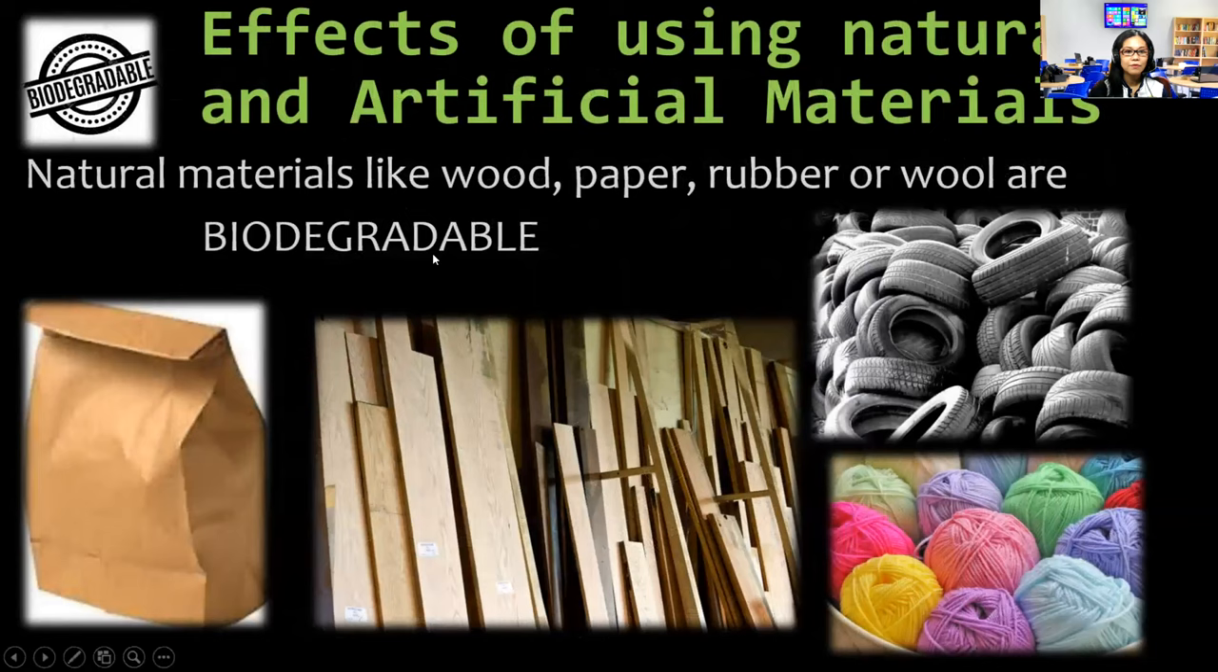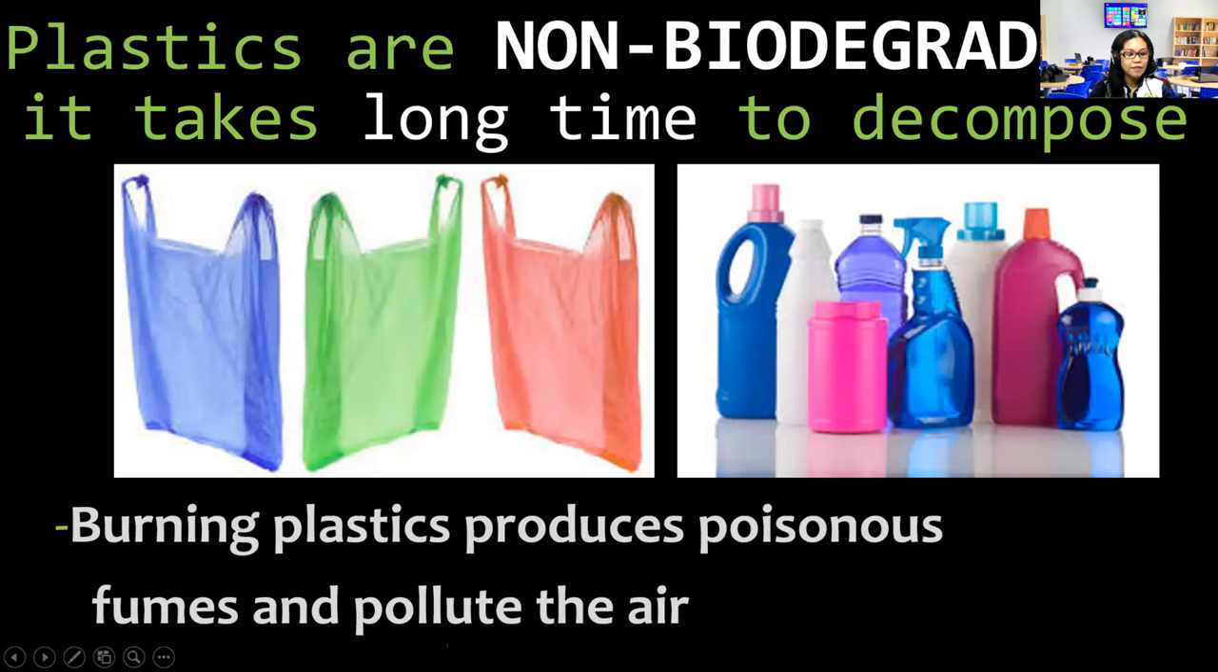Okay, what is the effect of using natural and artificial materials? Natural materials are, for example, wood, paper, rubber, or wool. They are biodegradable. Biodegradable means it can be decomposed. It means it will be dissolved in the soil because of bacteria or other organisms that live in the soil. Plastics are non-biodegradable. It means they cannot be decomposed. When you bury them under the soil, it takes a long time to decompose. And also, burning plastics produces poisonous fumes and pollutes the air.